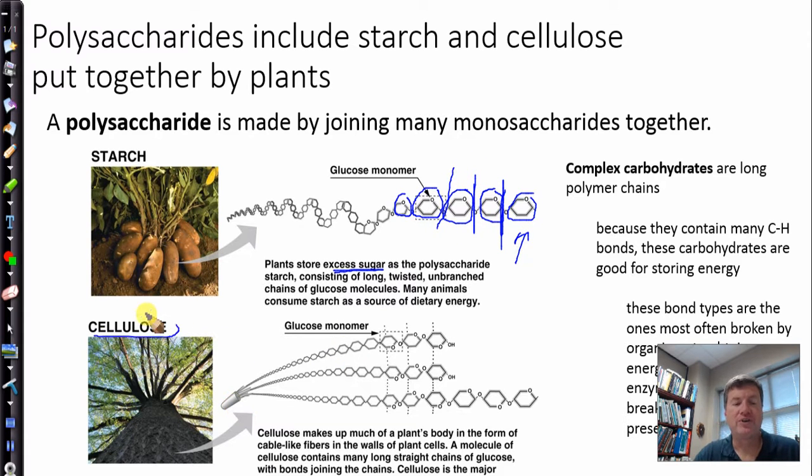Some plants actually produce a different form of polysaccharide called cellulose, and it looks very similar. You see glucose, glucose, glucose, glucose. However, there's a bond difference in cellulose such that you can't break it down. If you digest cellulose, like when you eat plants, lettuce, spinach, you can break it down some, but you can't break it down and actually release all these individual sugars. So it stays as a fiber.